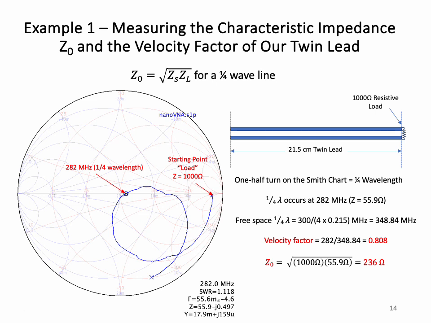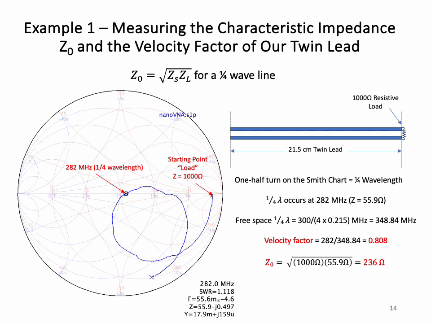So let's now use some of what we've learned to find the parameters of some transmission lines. In this example, we're going to be measuring the characteristic impedance Z0 and the velocity factor of a piece of twin lead. This will be the same twin lead that we'll be using later to build our J-pole antenna.